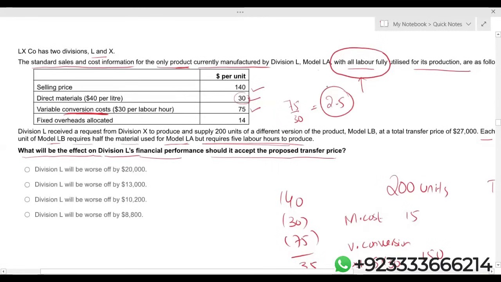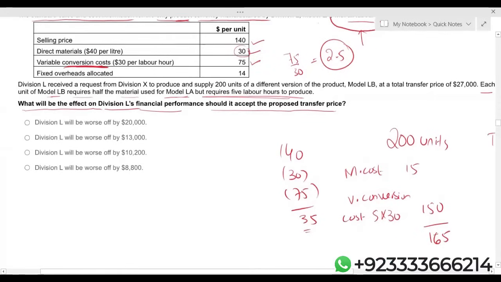Student, now listen carefully. In model LA, to get the contribution of 35, we utilize labor time of 2.5 hours. Repeat. To generate the contribution of 35, we utilize labor time of 2.5 hours. And the problem is with the labor because they are fully occupied already in model LA. So we have to stop the work of model LA to go towards model LB. So obviously contribution loss is relevant for us.